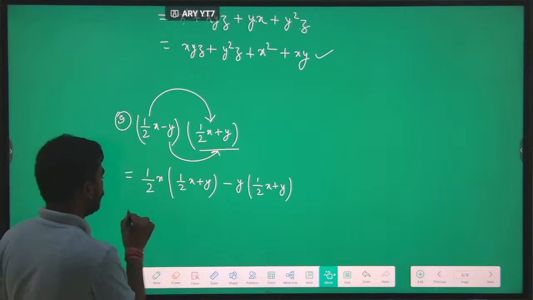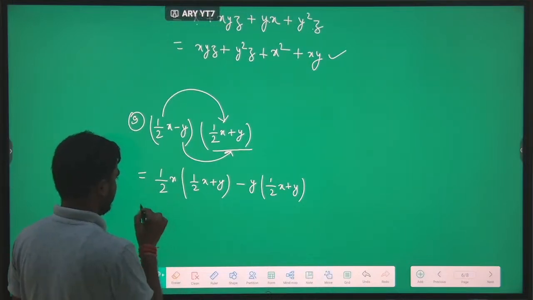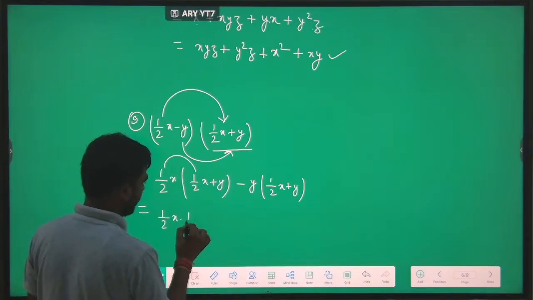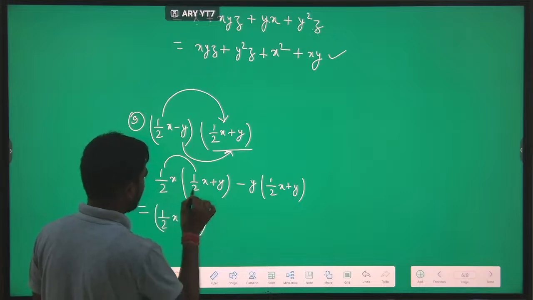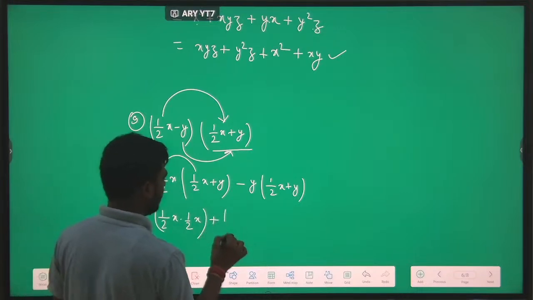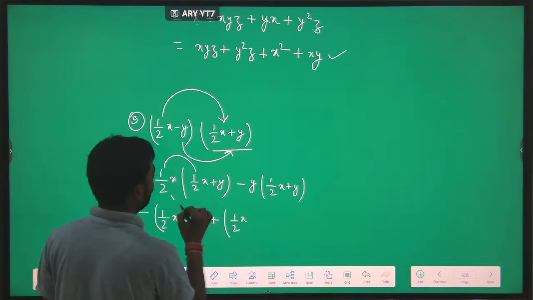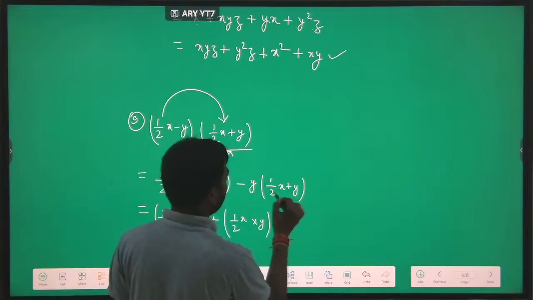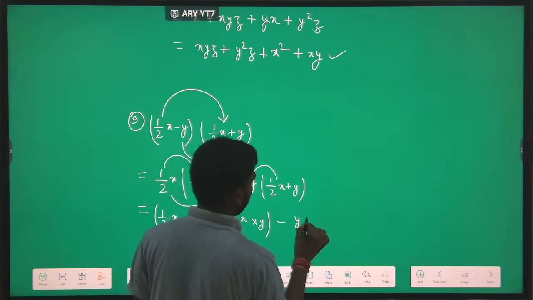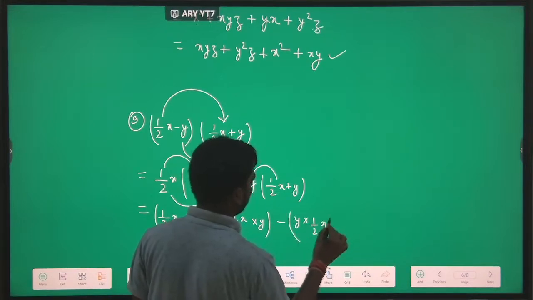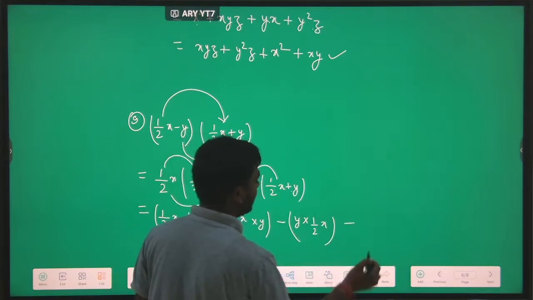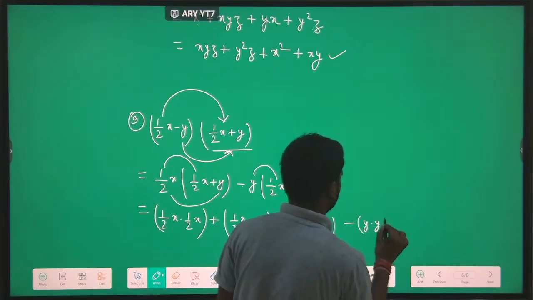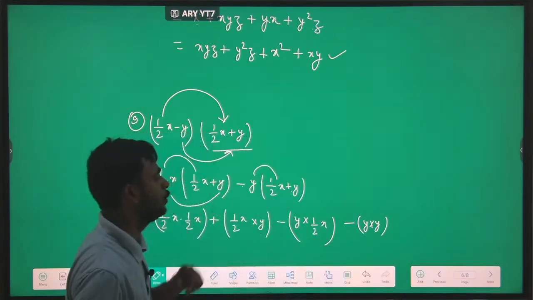Okay. So now we will multiply this 1 by 2x with 1 by 2x, plus 1 by 2x with y, minus y with 1 by 2x, minus into plus is minus. So it will be y into y.